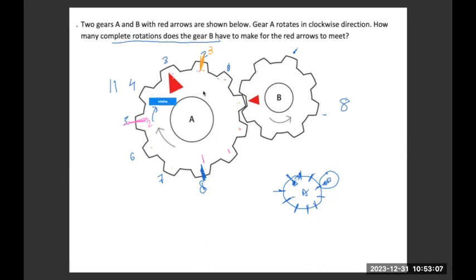One, 2, 3, 4, 5, 6, 7, 8. This is the place where B will complete the fourth rotation. 1, 2, 3, 4, 5, 6, 7, 8. Sorry, fifth rotation. One, 2, 3, 4, 5, 6, 7, 8. Sixth rotation.